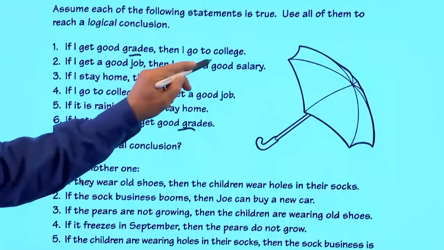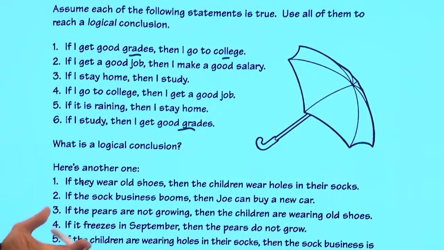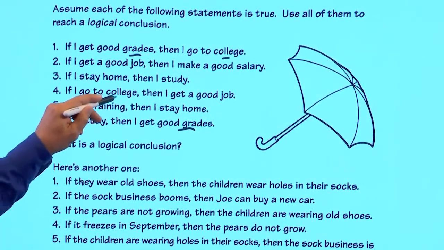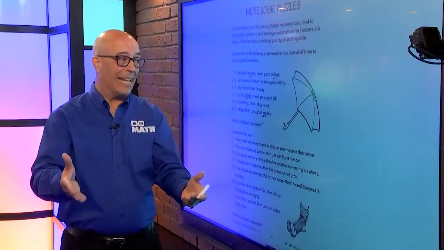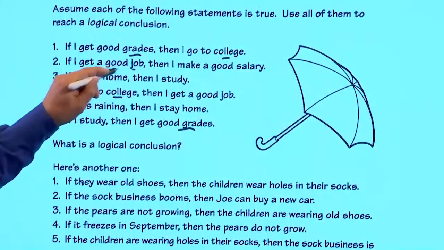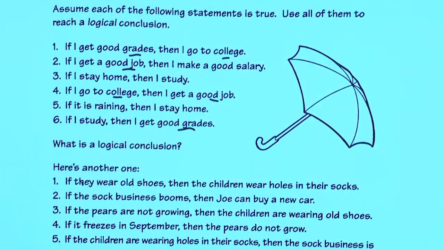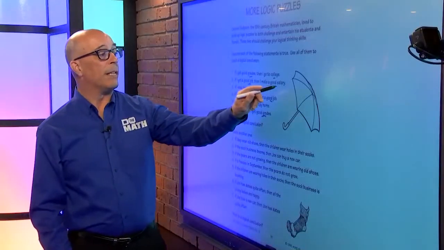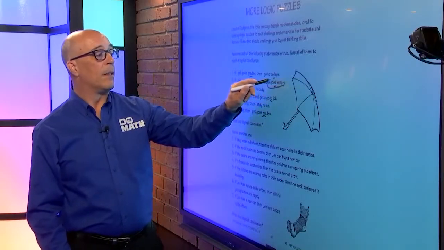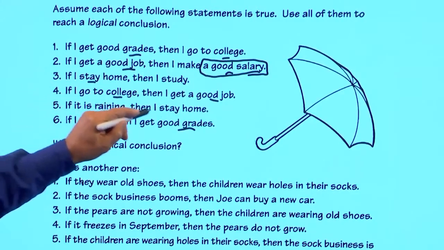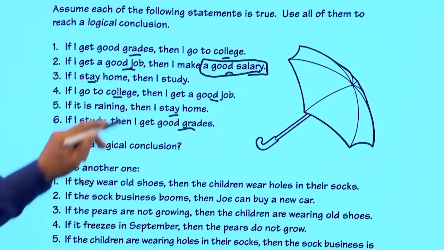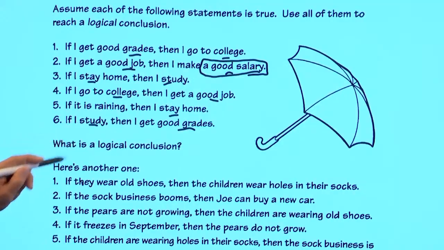Next, I go to college. We see if there's anything else pertaining to college. I go to college. That evens itself out, right? They cancel out. That's just one way of looking at it right now. I get a good job. I get a good job. I make a good salary. I don't see another good salary right there. So this one right now is by itself. If I stay home, I stay home. I study, I study.